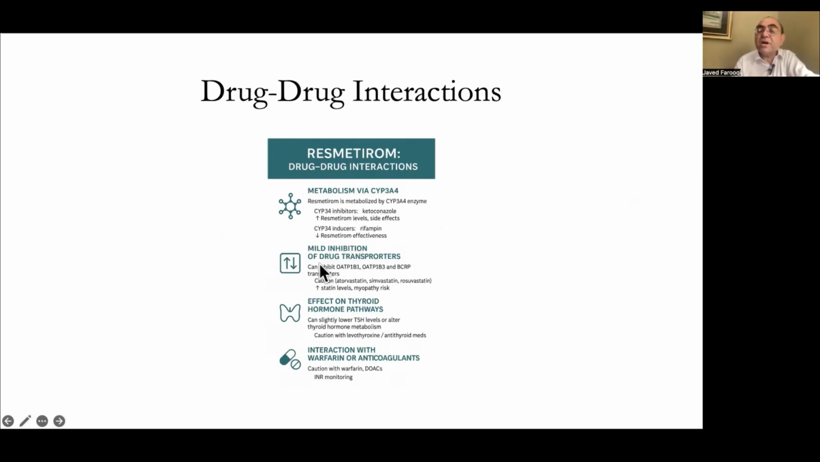So mild inhibition of drug transporters can inhibit OATP1B1, 1B3, and BCRP modulators. So caution when using this with atorvastatin, simvastatin, rosuvastatin, as the statin levels may increase myopathy risk. Then the effects on the thyroid hormone pathways: slightly lower TSH levels or alter thyroid hormone metabolism. So caution should be used, and interaction with warfarin and anticoagulants. So caution with warfarin and direct oral anticoagulants.